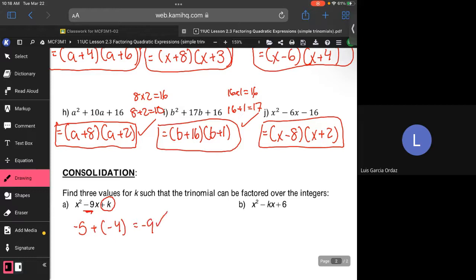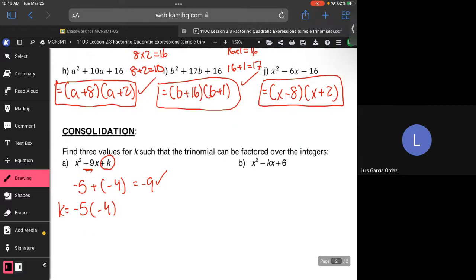Now, in order for me to find my k, what does my k have to be if we're using -5 and -4? Olivia. Yep. So k is equal to -5 times -4, which is 20. So k can equal 20.